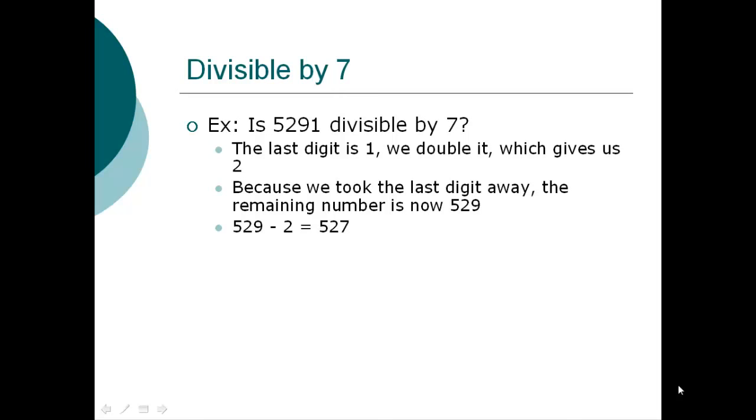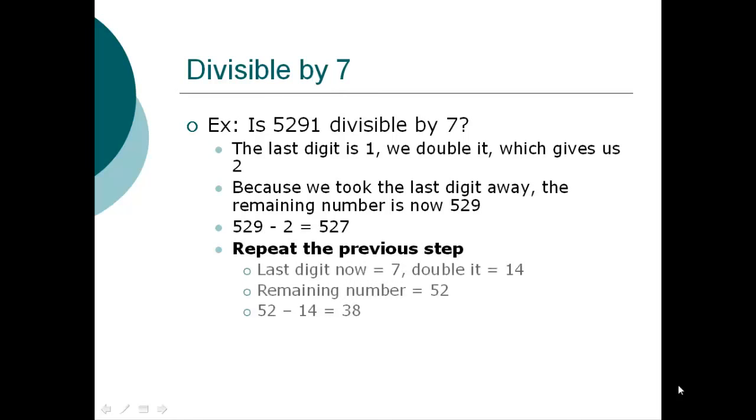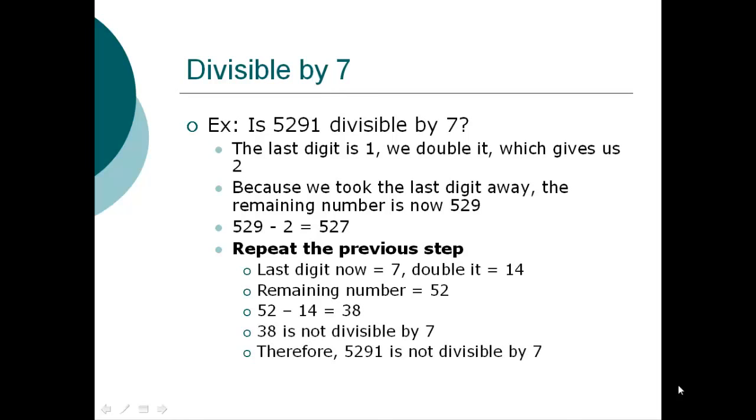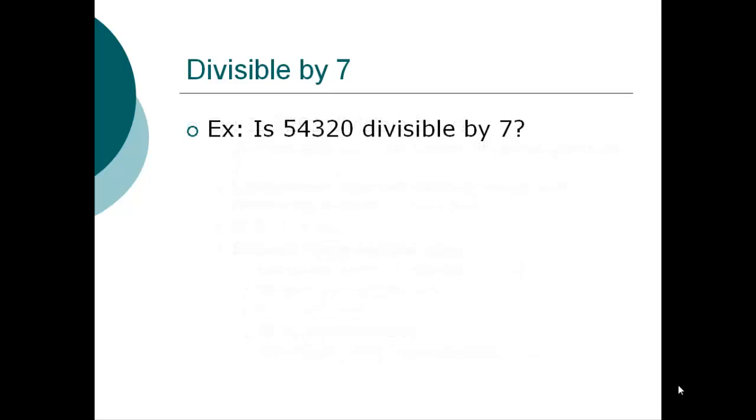Now clearly this is a pretty big number and it's hard to tell right away, so we repeat the same process again. So this time 527 is the original number, and so 7 is the last digit. We double 7, which is equal to 14, and because we took away the 7, the remaining number now is 52, and then we do 52 minus 14, which is 38. And now it's a pretty small number that we can tell right away that 38 is not divisible by 7. So therefore this original number 5291 is not divisible by 7.